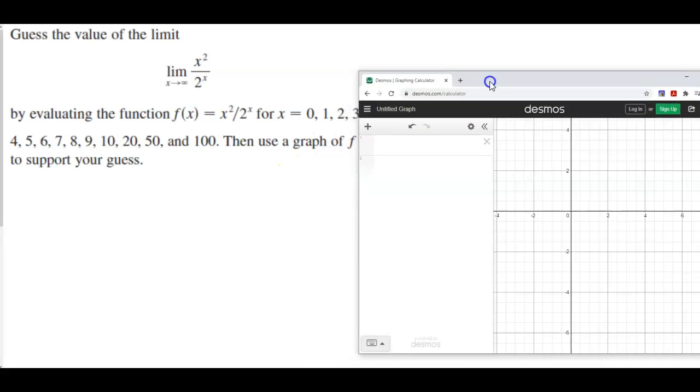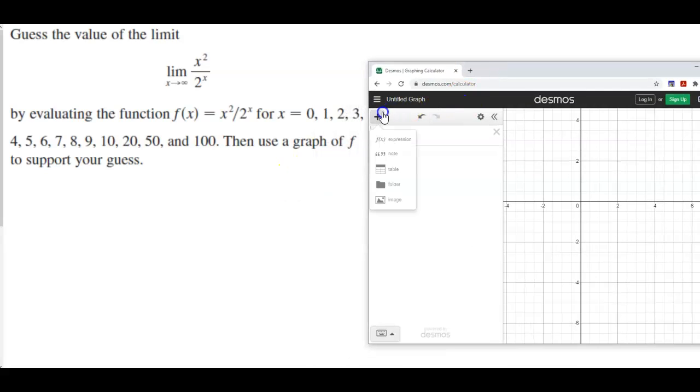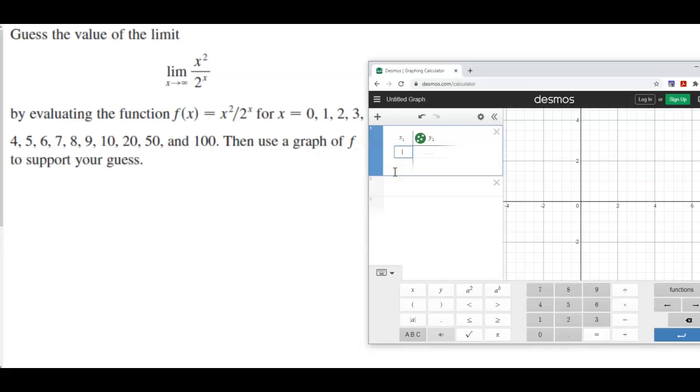So we're going to use Desmos and create a table here. We're going to put in our function. So we have x squared divided by 2 to the power of x. Now again, don't forget to put the 1 in there so that it can read the function.